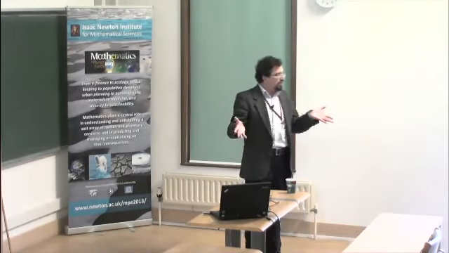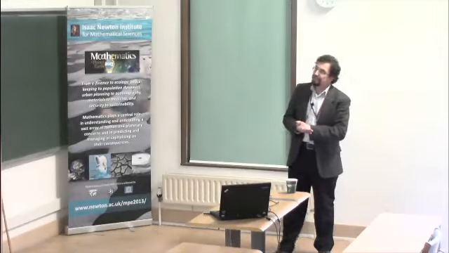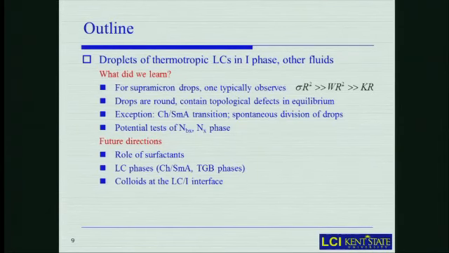So I just briefly considered the droplets of liquid crystals. In thermotropic liquid crystals, we expect that for surface tension, for anchoring energy, and for the elastic energy of a typical droplet that is larger than 1 micrometer, you expect the following relationship. So the droplets are round, and they contain a certain number of topological defects in them. There are some interesting exceptions from this case, such as droplets in the cholesteric to smectic phase transition.